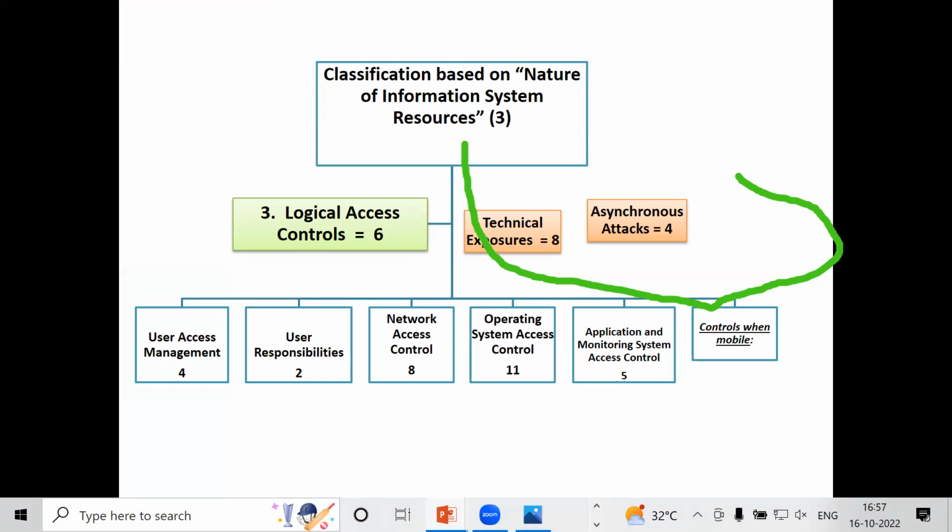So, relevant applications will have controls over these access. The last one is control when mobile.